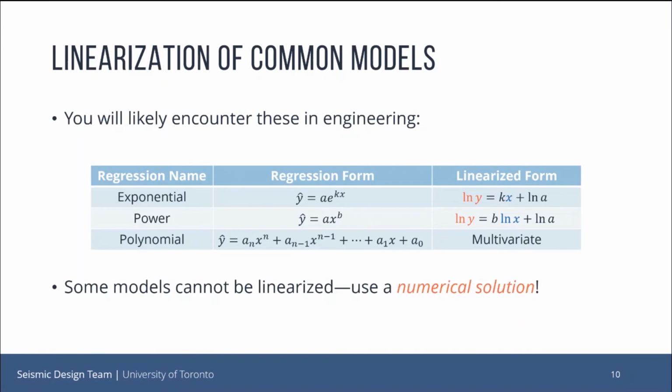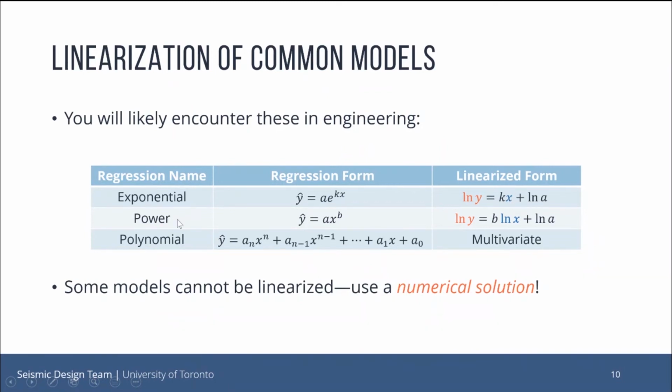So as I was saying, these are linearizations of common models. And the first one is the exponential regression. All you need to do is apply the natural log to both sides. And you'll see that you'll need to plot the natural log of y with respect to x to figure out what k and a are.